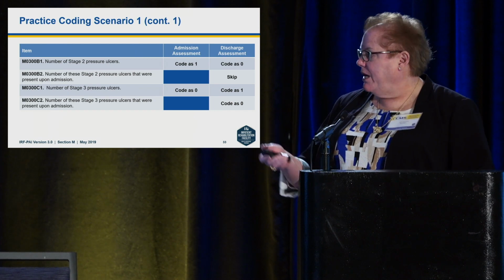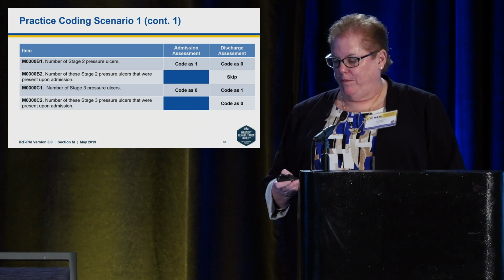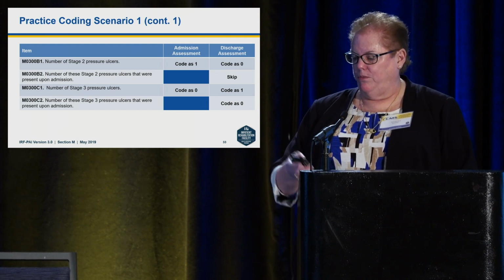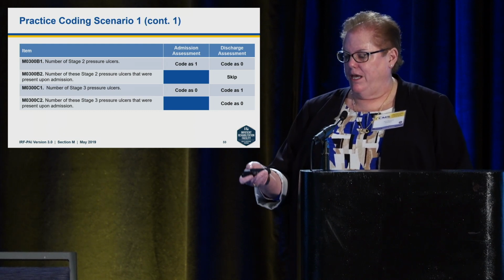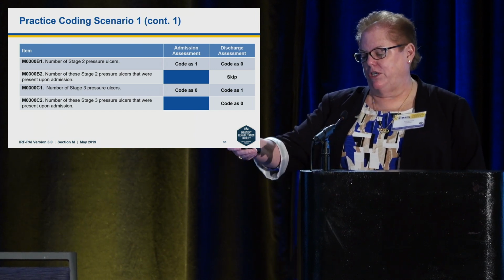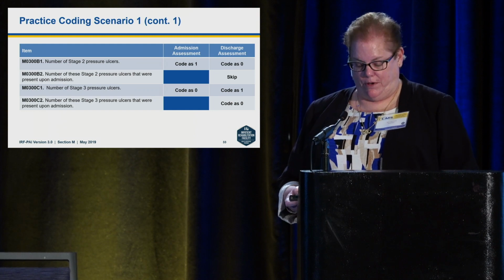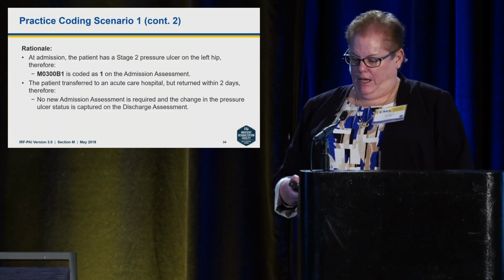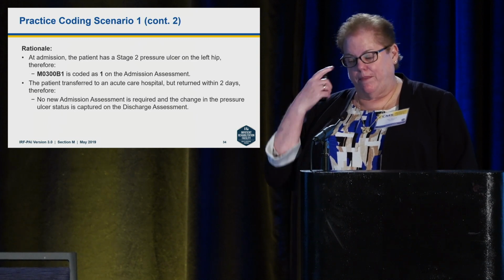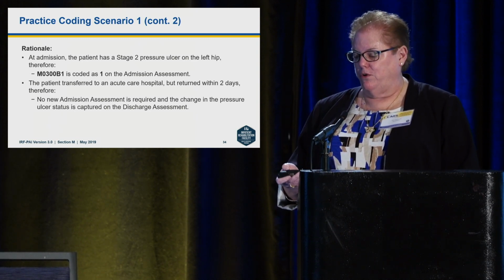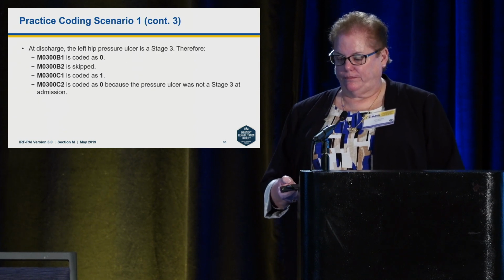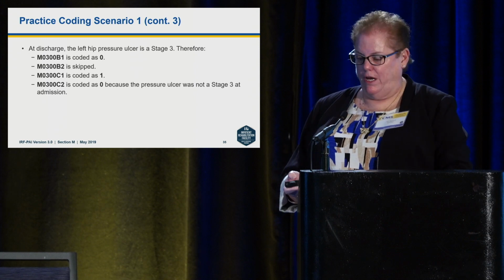So this is how you would actually encode it on the IRF-PAI. You show the admission assessment with the 1 for the stage 2, and then the discharge assessment. We say we have 1 stage 3, and of those stage 3s, 0 were present upon admission. And we just talked through that, and we talked about being transferred and how they came back, and that's not considered a new admission. So it was just an interruption. And so now we had the stage 3.